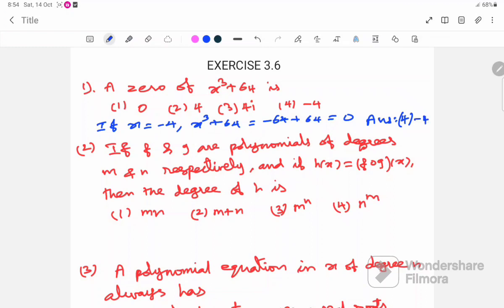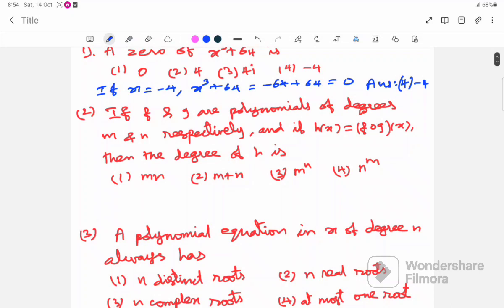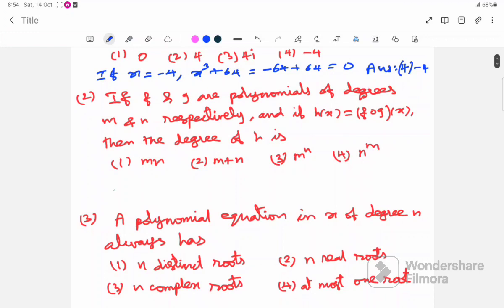Second, if f and g are polynomials of degrees m and n respectively, and if h of x equals f composite g of x, then the degree of h is... Just write h of x equal to f of g of x. So the degrees of f and g are m and n, so it is m into n. It is there in option 1, m into n.